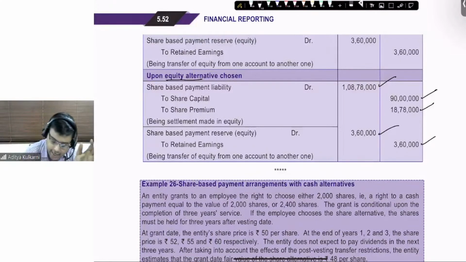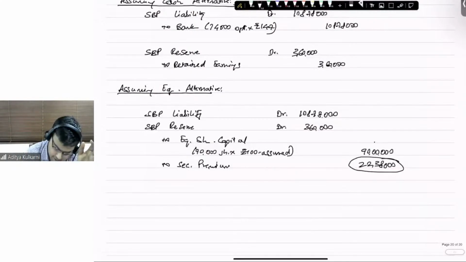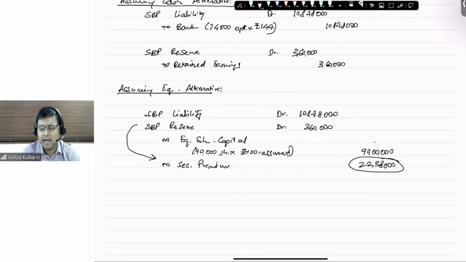But if you look at my solution, which I have just now presented, I have also moved the SBP reserve from one component of equity to another component. From SBP reserve, I have moved to securities premium, which is another component of equity. So what is the difference?